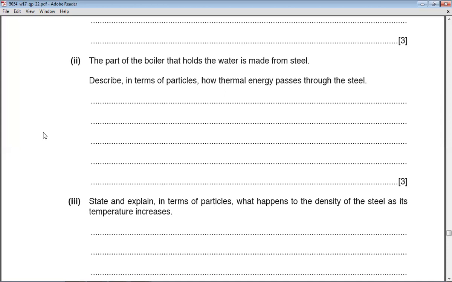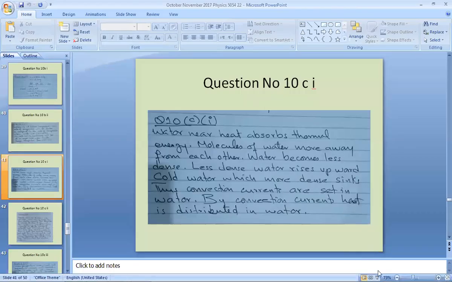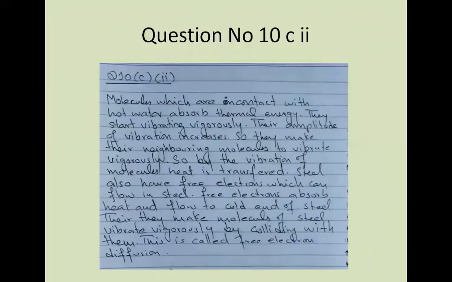Let me show you my answer. It's a 3-mark question. Very important, very famous, frequently asked question. Molecules which are in contact with the hot water absorb thermal energy. They start vibrating vigorously. We're talking about the molecules of the steel. Their amplitude of vibration increases, so they make their neighboring molecules vibrate vigorously. So by the vibration of the molecules, heat is transferred.